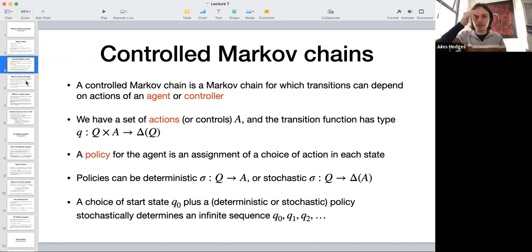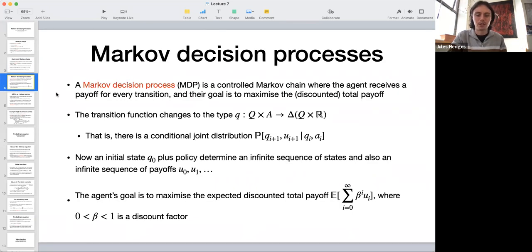Now, this says what it means for a Markov chain to be controlled, but so far we have nothing for the agent to optimize, so we have no way to say whether this policy is good or not. For that, we need to attach payoffs, and this leads us to the definition of a Markov decision process. A Markov decision process is the same thing, except whenever the Markov chain does a transition, whenever we transition to a new state, the agent is awarded some payoff. So now the transition function gets this type: for the current state and the current action, we get a joint distribution on the next state and the payoff.